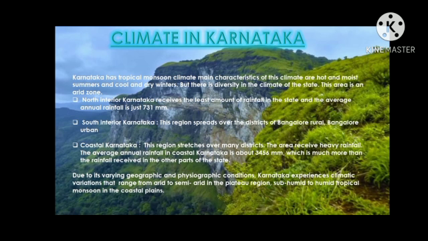South interior Karnataka. This region spreads over the districts of Bangalore rural and Bangalore urban. Coastal Karnataka. This region stretches over many districts. The area receives heavy rainfall. The average annual rainfall in coastal Karnataka is about 3,456 mm, which is much more than the rainfall received in the other parts of the state. Due to its varying geographic and physiographic conditions, Karnataka experiences climate variation that ranges from arid to semi-arid in the plateau region, to subhumid to humid tropical monsoon in the coastal plains.